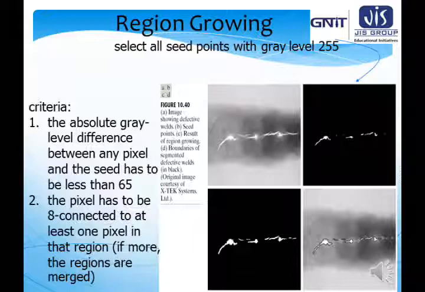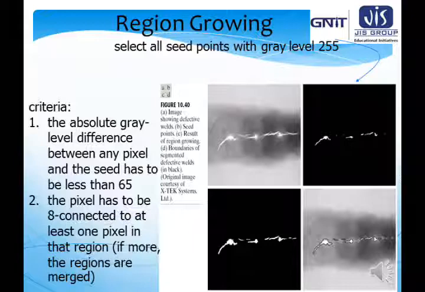So this is nothing but the region growing algorithm. Here we have selected all seed points with gray level 255. This is an example. Two criteria have been given here, and 4 images are also given. The first criterion is that the absolute gray level difference between any pixel and the seed has to be less than 65, and the second criterion is that the pixel has to be 8 connected to at least 1 pixel in the region.